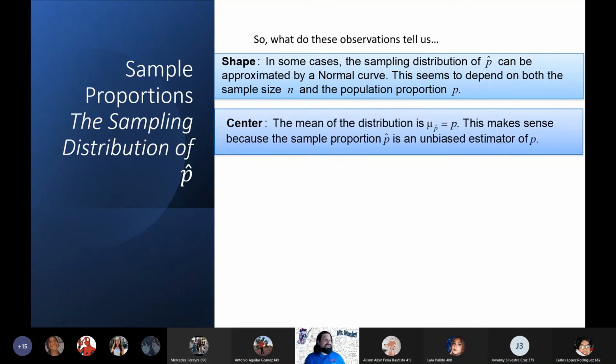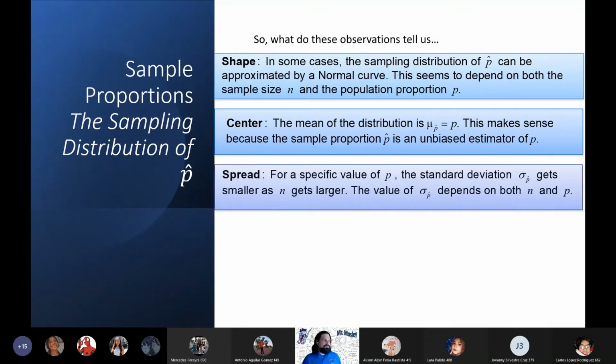The center, the mean of the distribution, is mu of p hat equals p. This makes sense because the sample proportion p hat is an unbiased estimator. So this is kind of nice. The mean of our sampling distribution is equal to whatever the proportion was, right?